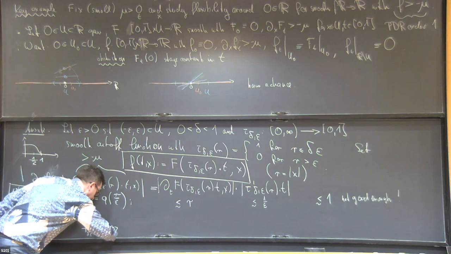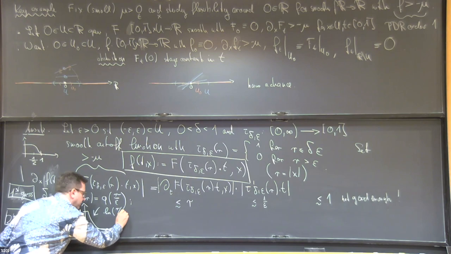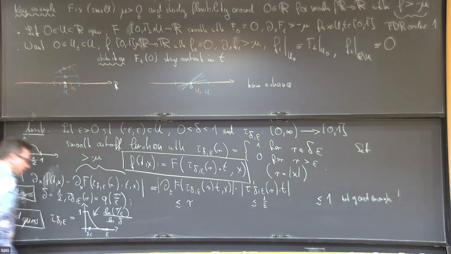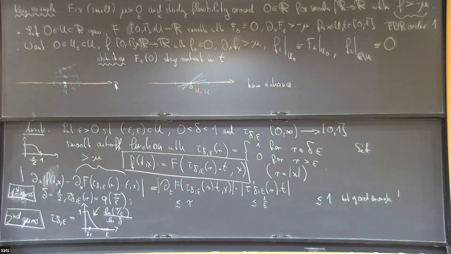What function is it that I'm taking here? I can define it. It's the logarithm of r over epsilon divided by the logarithm of delta. And of course, I have to smoothen the function here and here. I do not want to go into that discussion. But you see, this function is now 0 away from epsilon. It's 1 in a small neighborhood of 0.